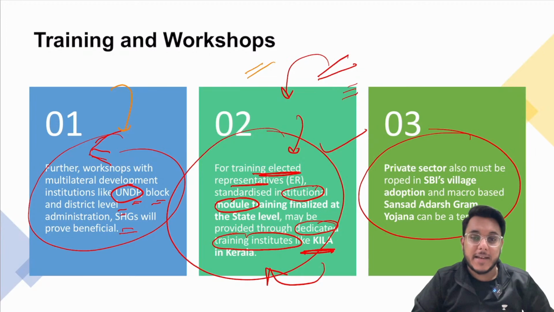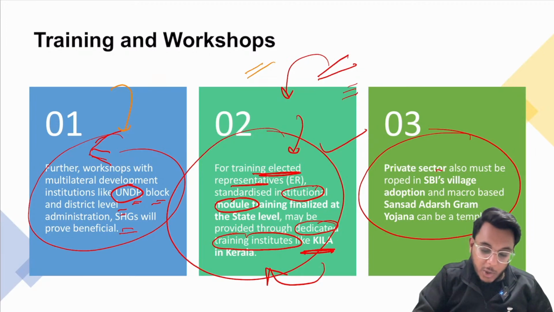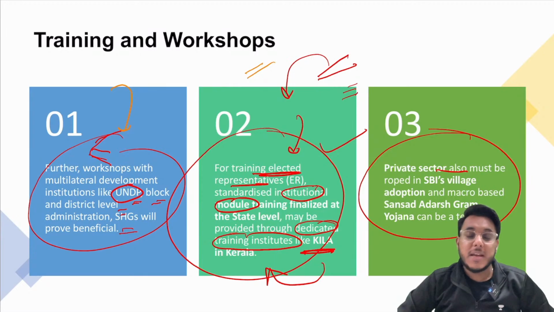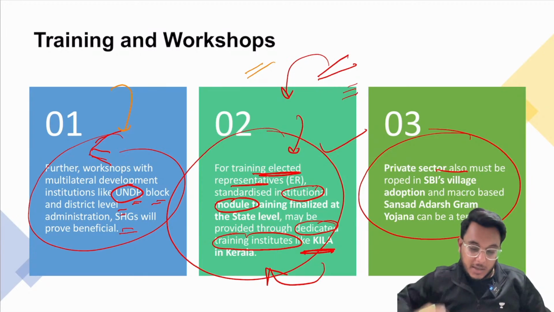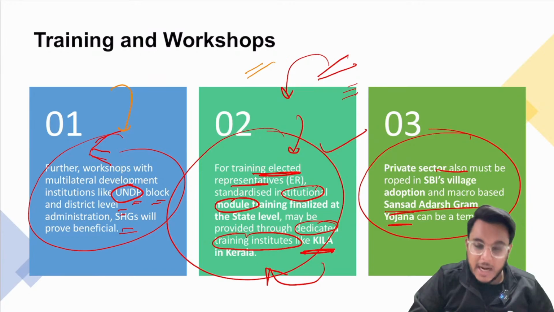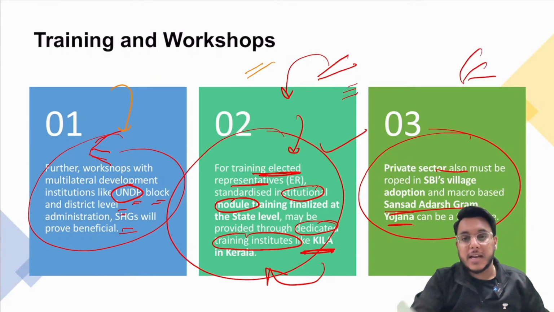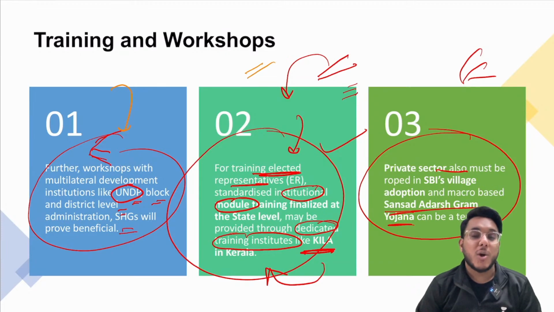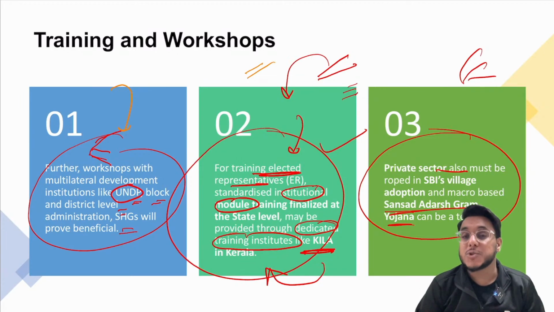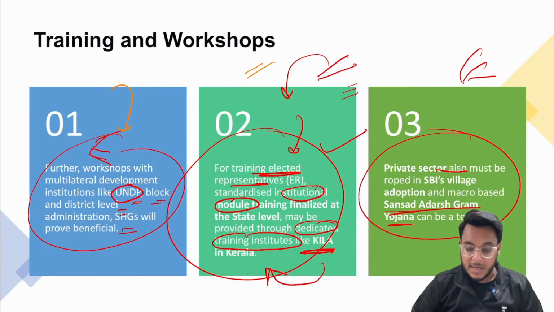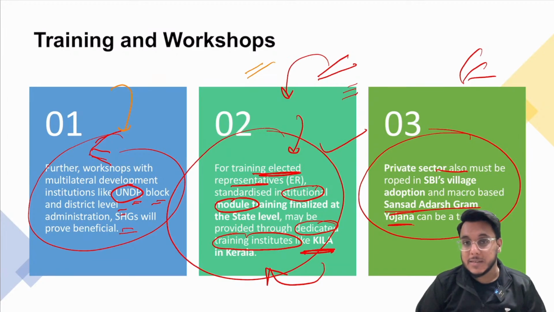The next thing that comes here is that, guys, the private sector should also be roped in. If you take the example of the Sansad Adarsh Gram Yojana, under it an MP has to adopt a village in his constituency. That particular village is to be developed as a model village, so that other nearby villages can also aspire and learn from it. In this particular way, the private sector can also adopt villages and focus on their development.